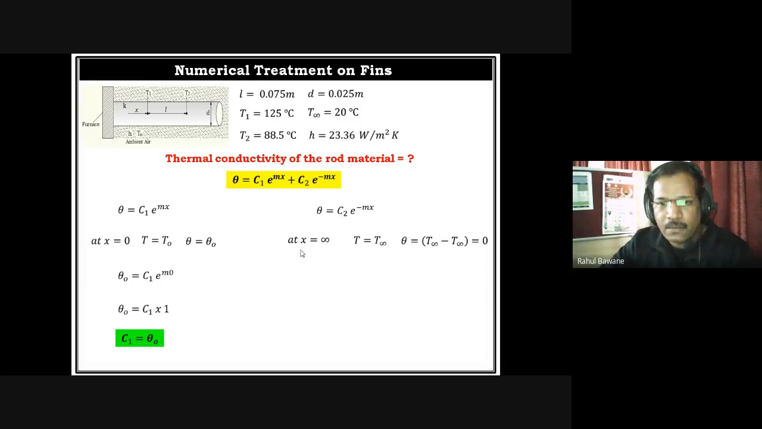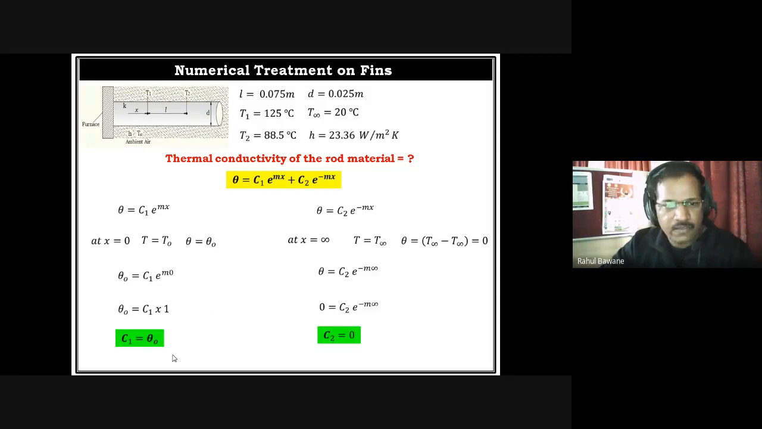Now applying this condition, theta is equal to C2 e raised to the power minus m infinity. Theta at this condition will be 0, so the value is 0. C2 e raised to the power minus m infinity, no need to simplify this. Simply we shift this to the left-hand side, and anything multiplied by 0 will be 0. So C2 will be 0.